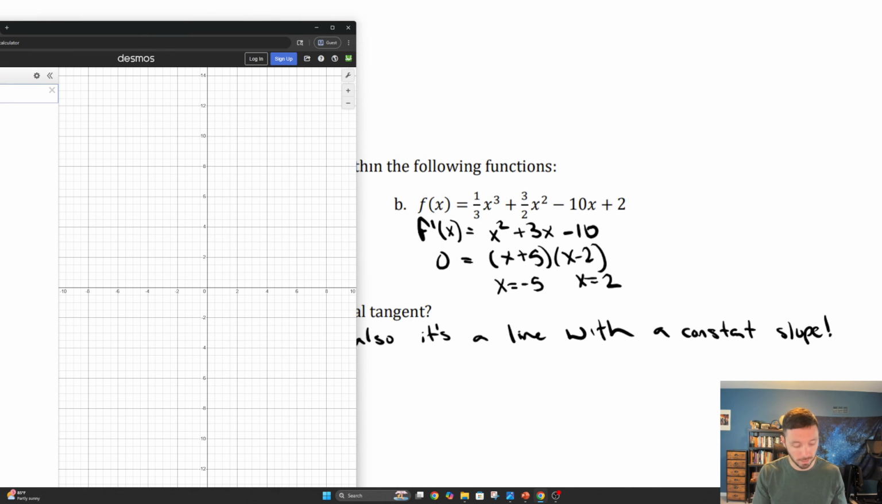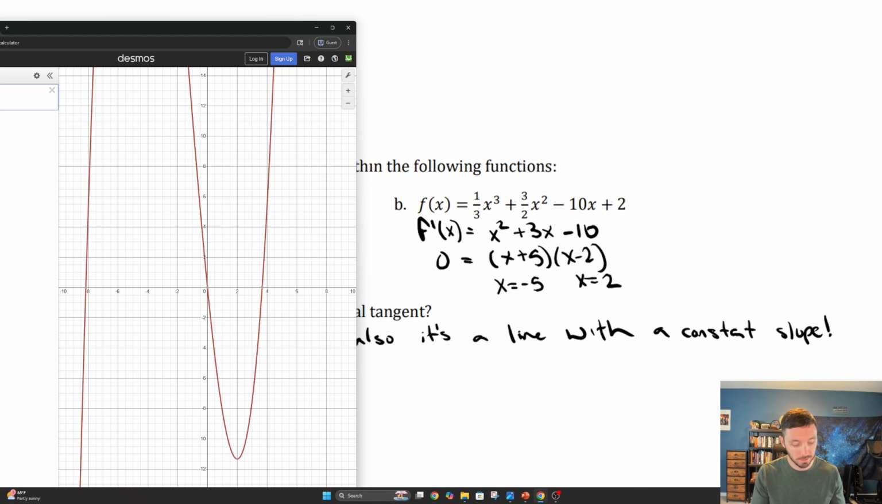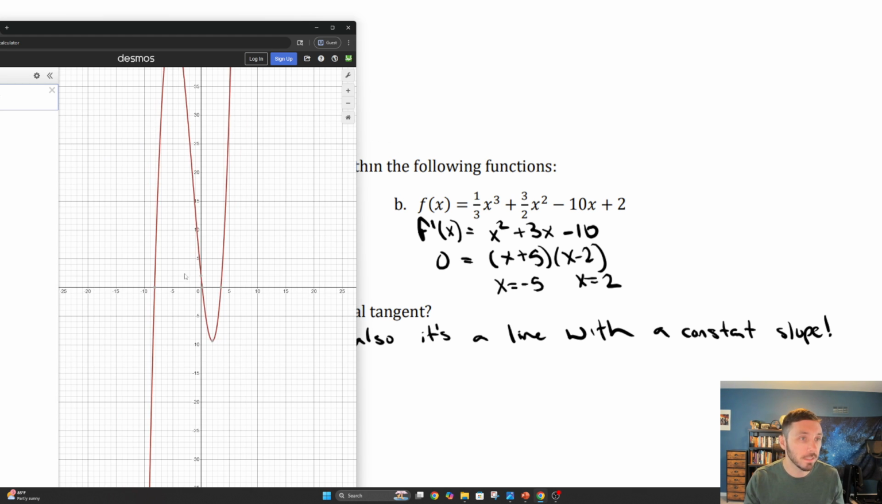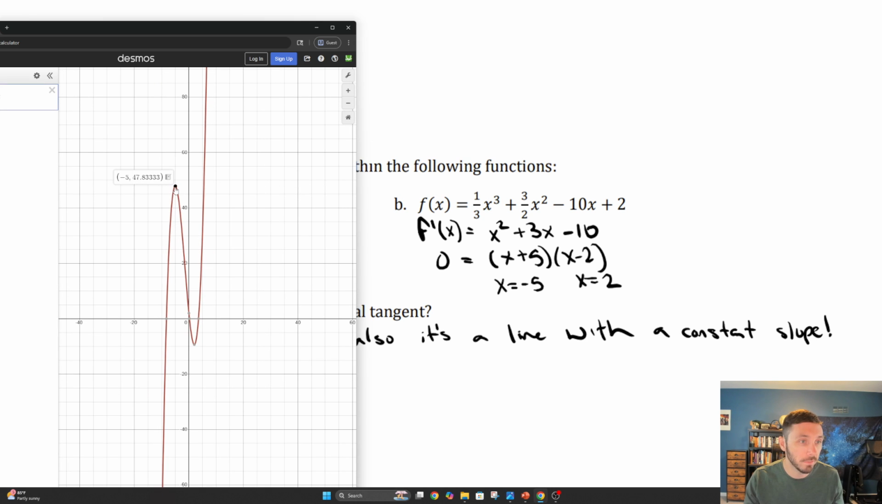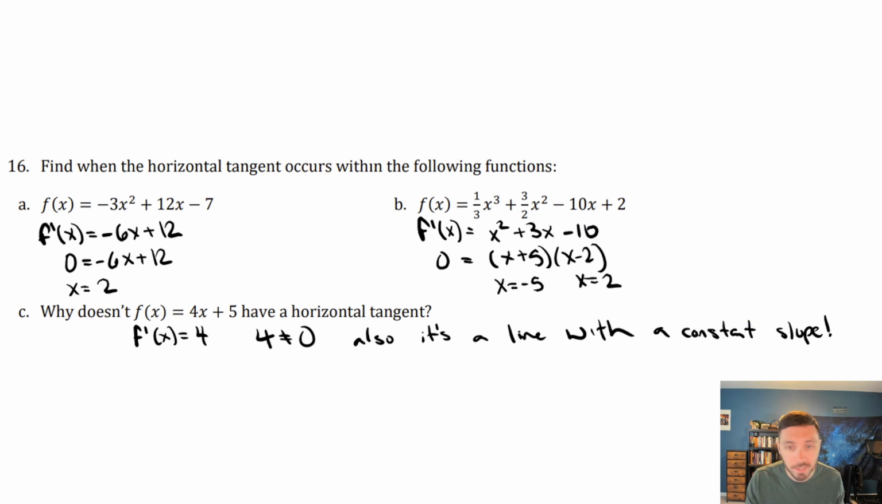Same thing with a quadratic being the derivative of a cubic. So if I wanted to graph this one, 1 over 3 x to the third plus 3/2 x to the second, and then minus 10x plus 2. You can see here that an x value of negative 5 and an x value of 2 are my solutions when I set my derivative equal to 0. I took the derivative, I factored, and I solved. Zero product property, people. Hello, have you heard of it?